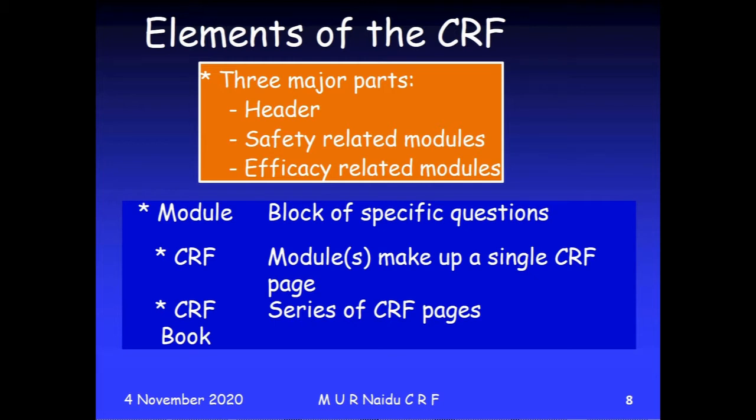A case record form is actually nothing but different modules which we prepare in a page manner. Different pages contain modules, and when we include all the modules on every page, it forms a book, that is, the complete case record form, or a series of case record form pages in the form of a book. So finally, the case record form will look like a book.